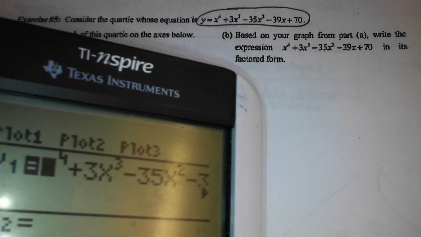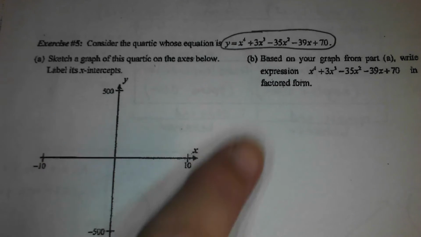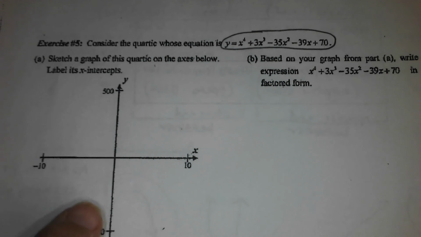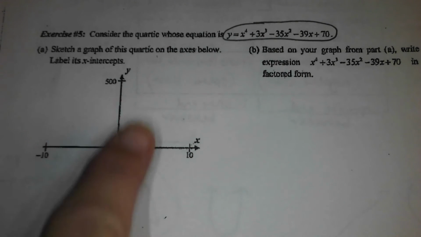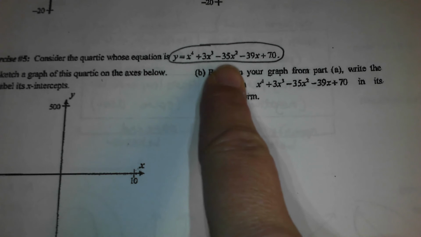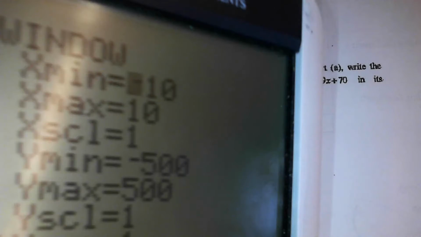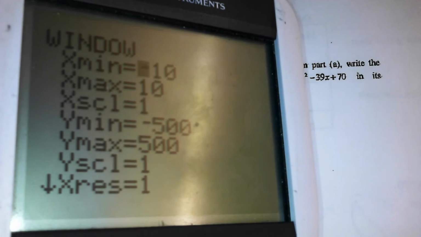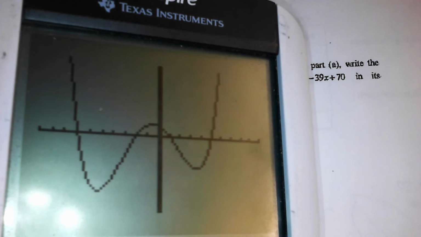So we type that into y equals. And this was nice enough to already fill in an appropriate window. It, interestingly enough, went to 500. I have to be honest, I would look at this. What's the y-intercept going to be? 70. I would probably have gone like negative 100 to 100 to start, but maybe clearly that's not enough. So make your window what they have your window to be, negative 10 to 10 on the x-axis, negative 500 to 500 on the y-axis, and then graph.